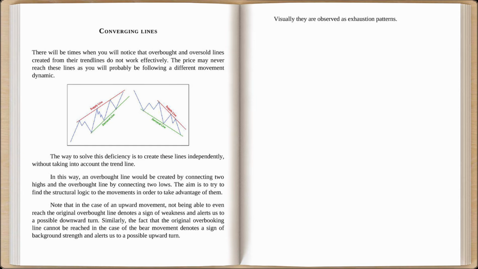Note that in the case of an upward movement, not being able to even reach the original overbought line denotes a sign of weakness and alerts us to a possible downward turn. Similarly, the fact that the original oversold line cannot be reached in the case of the bear movement denotes a sign of underlying strength and alerts us to a possible upward turn. Visually, they are observed as exhaustion patterns.